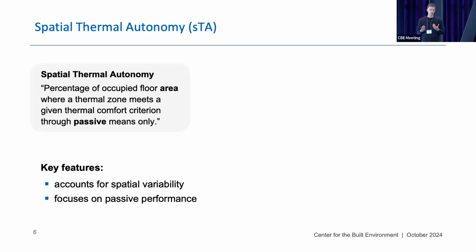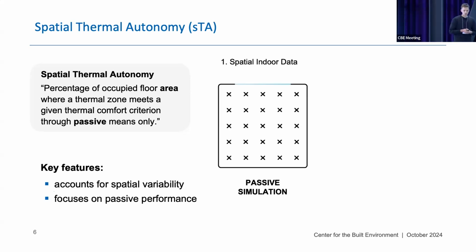So what this gives us is that we can now account for spatial variability in a space, and we focus on optimizing passive performance before we introduce an air conditioning system or HVAC systems. So to make it easier for you to understand how this might work in practice, I want to give you a quick run through. So first of all, we have to run a spatial simulation. So instead of looking only into one point, in this case, we will look into 25 different points.